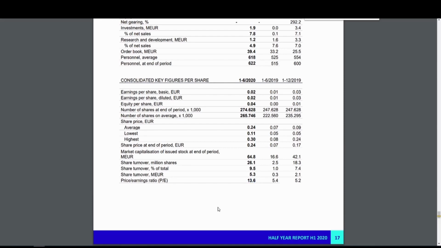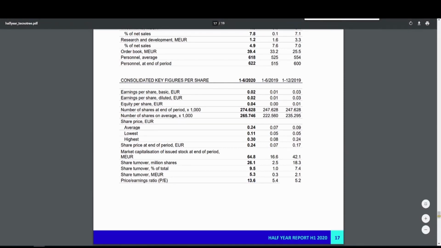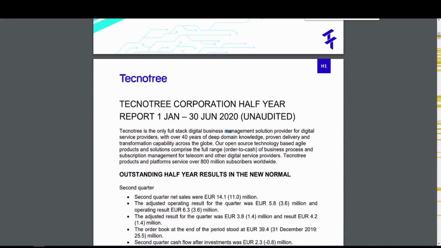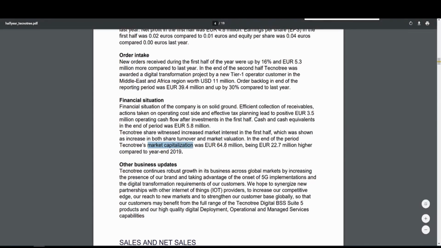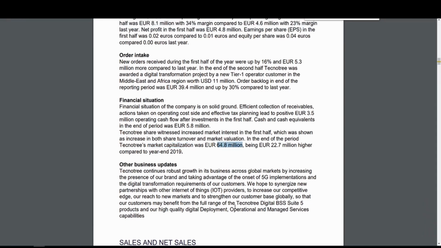Then to continue, we also have the market capitalization, and that's basically the value of all shares put together. It's not too hard to calculate yourself. You just take the share price times all the outstanding shares, and there you can see that it's almost 65 million, and that was increased by 22.7 million compared to the end of 2019. Now, in this particular company, like Lucas said, there has been a significant price increase in the stock lately, and that's probably accounting for most of this increase. The share price has increased, so therefore the market capitalization has also increased.